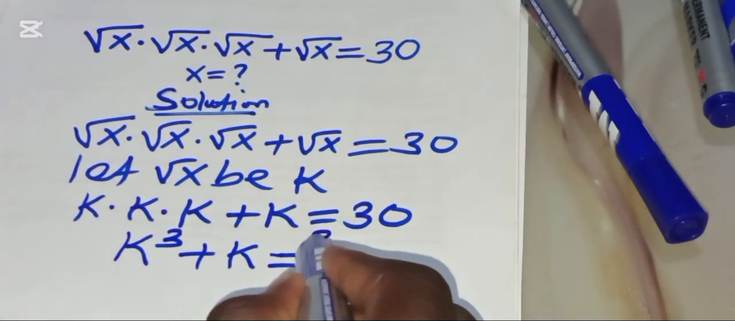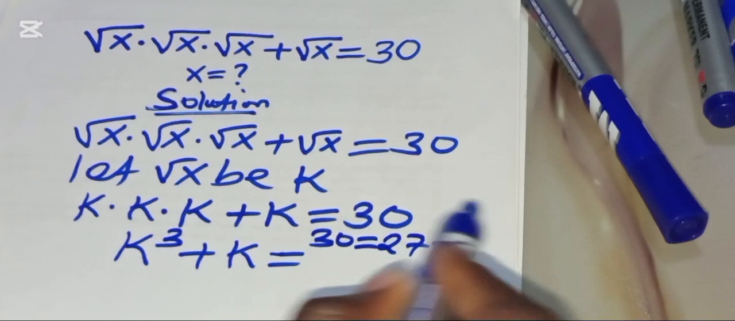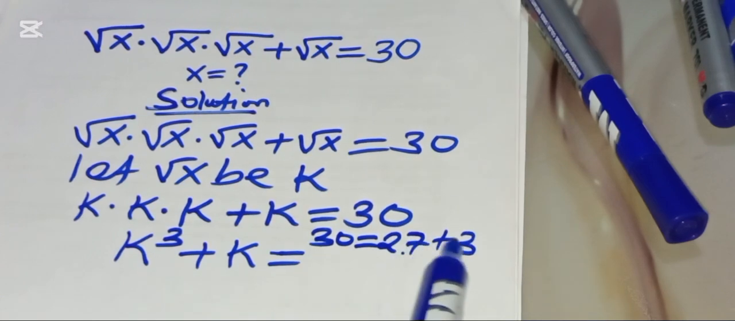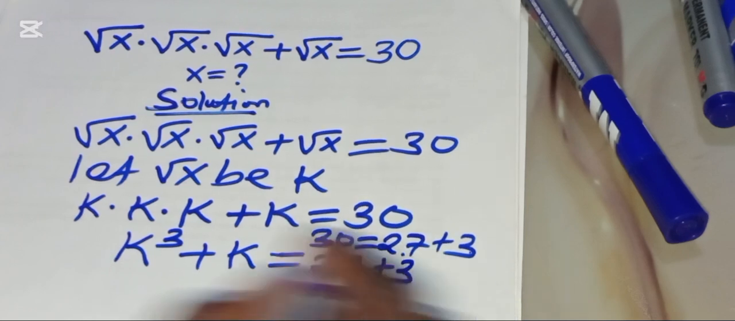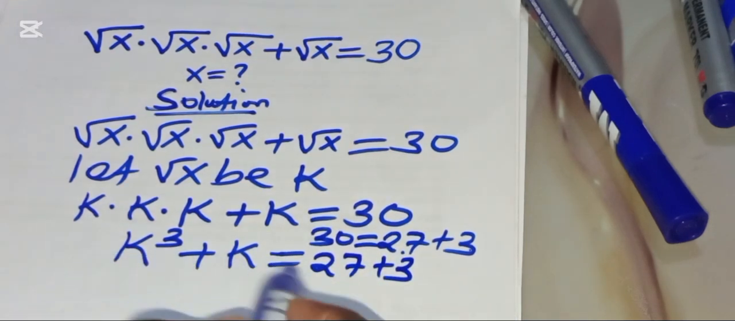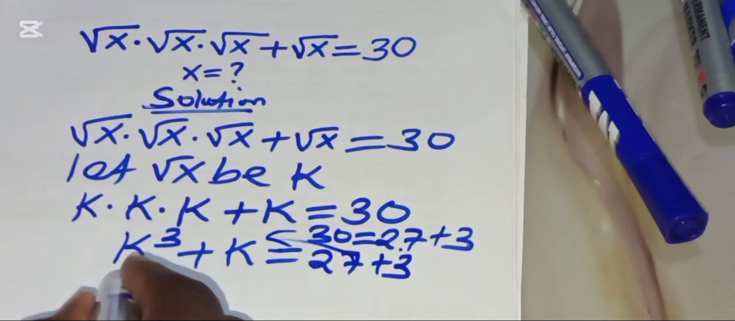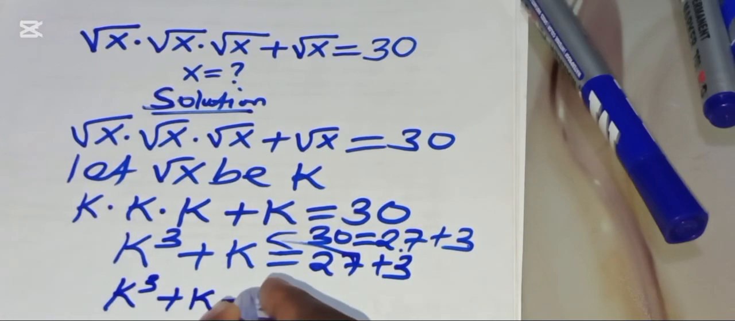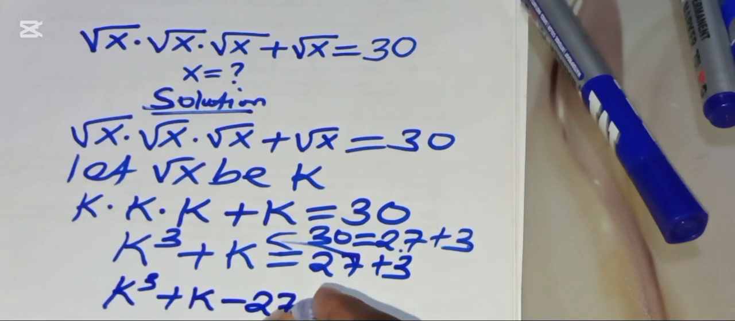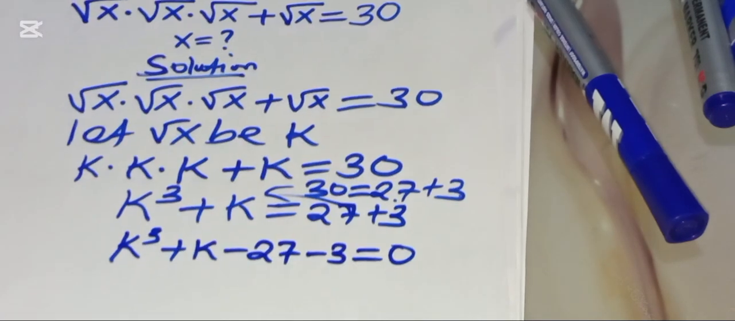Now, we can express 30 as 27 plus 3. We are saying 30 is the same thing as 27 plus 3. So in the next step, we take 27 plus 3 to the left-hand side so that we'll have k cubed plus k, subtract 27, subtract 3, is equal to 0.